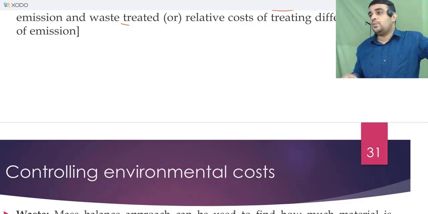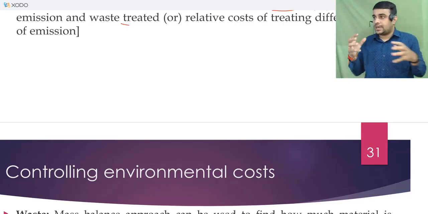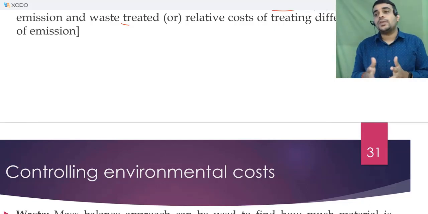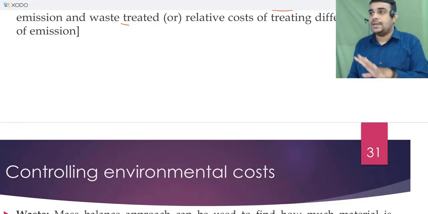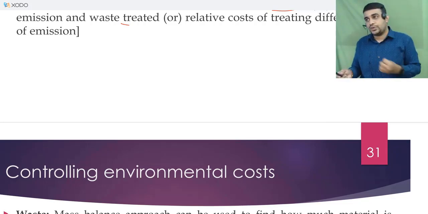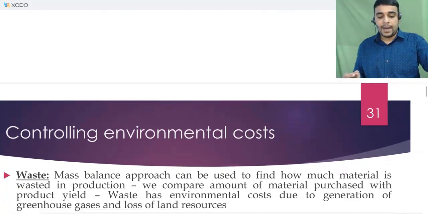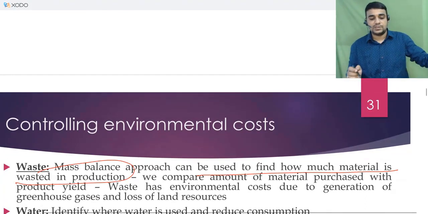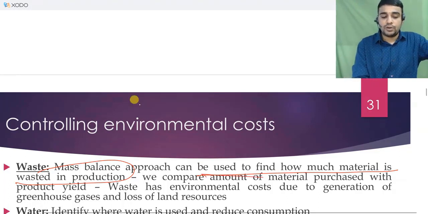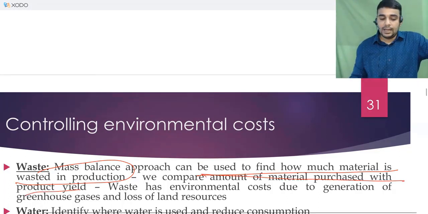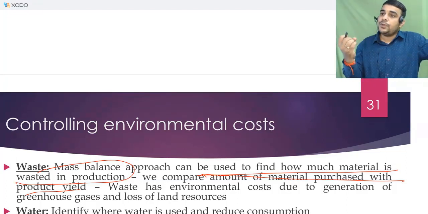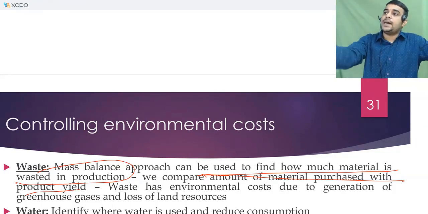The first cost is called waste. When you analyze waste, you will have to first understand what is the waste, where is the waste getting created, and how much is the waste getting created. For this, you can do something called input output analysis, or another name called mass balance approach, where you compare the output which has been created with the input which has been used. Mass balance approach can be used to find out how much material is wasted in the production. We compare amount of material purchased with the product yield, and objective would be to cut down on this waste which is getting created.